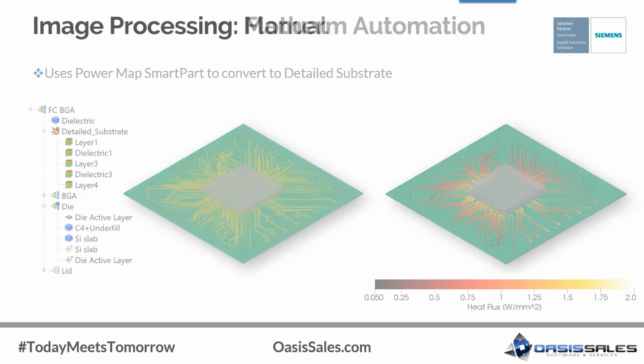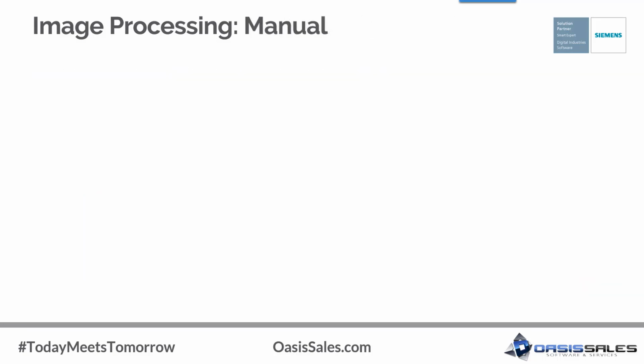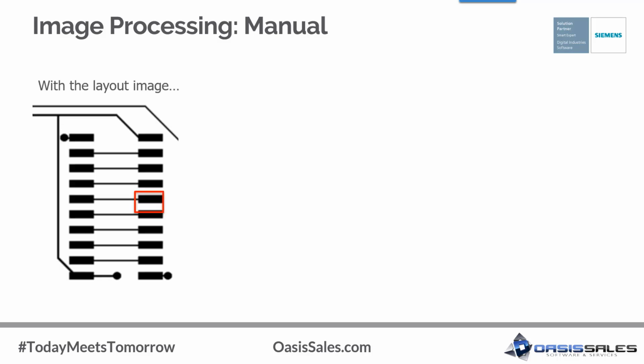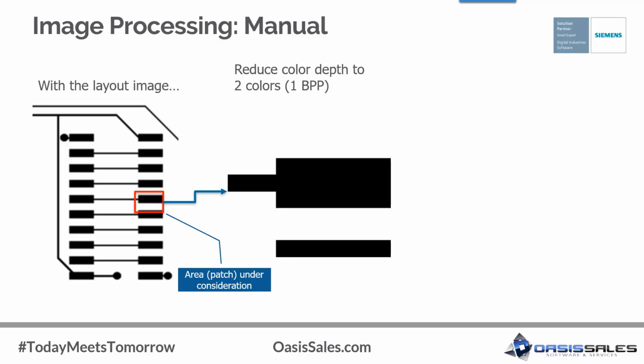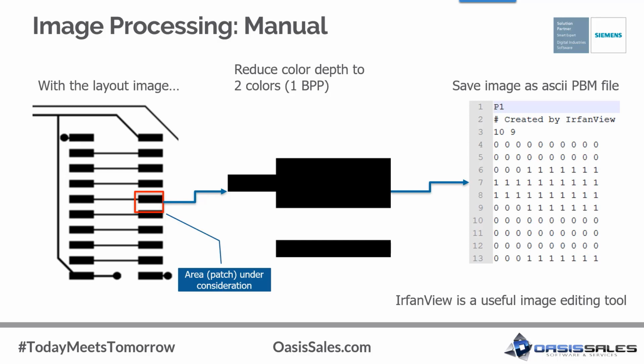What if you didn't have Flotherm, but you were interested in converting images to geometry and thermal properties without knowing how to process images? The next few slides will cover one approach that could be taken. So we'll start with the layout image. Consider a small area in that image, or a patch, for consideration. An image made up of only black and white pixels. This image can be converted, I use IrfanView, to an ASCII PBM file. This file represents the image as an array of ones and zeros. 1 represents black pixels, or the conductor in our PCB, and zeros represent the white pixels, or the dielectric.